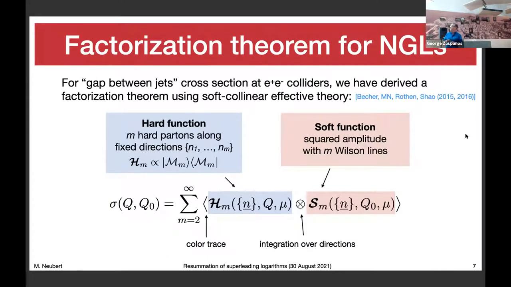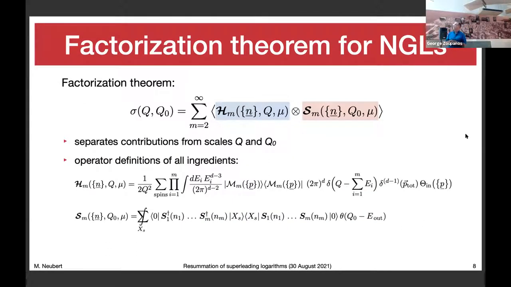Now, a couple of years ago, with Thomas Becher, Yingyu Shao and Lorena Roten, we used soft collinear effective theory to derive a factorization theorem for non-global observables, first at e plus e minus, of course. We could show that it looks almost like in the thrust case: it's a product of a hard function with a soft function. The hard function is the square of the hard scattering amplitude. The soft function is some Wilson line matrix elements. The difference here is the sum over the parton multiplicities, because we need to sum over an infinite number of hard functions multiplied with an infinite number of soft functions. Nevertheless, this factorization theorem separates the two scales.